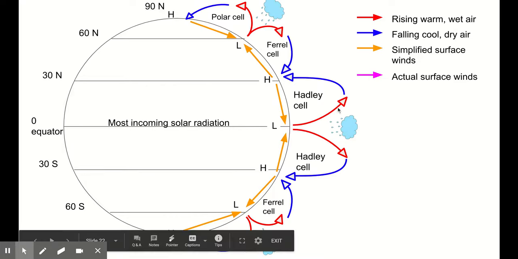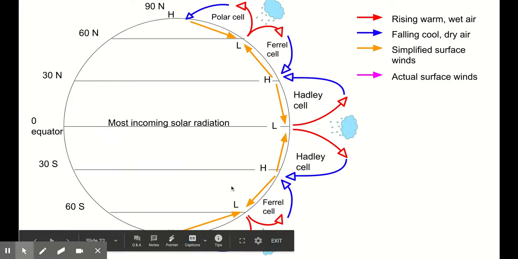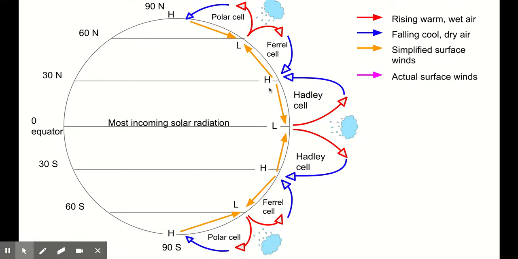And there's not a huge amount of global air circulation. Air circulation happens in these 30-degree bands. It also shows us precipitation patterns. It shows us where we've got heavy bands of precipitation, 0, 60 north, 60 south, and where we've got virtually no precipitation or super dry zones, 30 north, 30 south, 90 north, and 90 south.